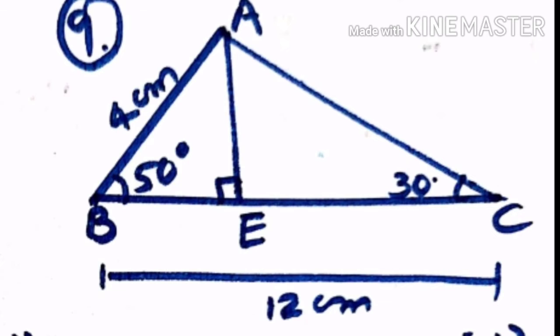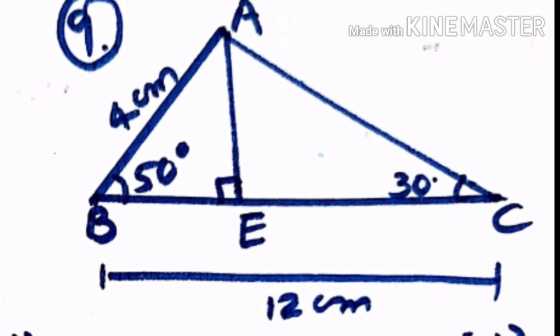Now let us take question number 9. In question number 9, BC is equal to 12 centimeters and AB is equal to 4 centimeters. Angle AEB is equal to 90 degrees. Angle B is equal to 50 degrees and angle C is equal to 30 degrees. Calculate the length of BE and AC. Here we want two values. Now see the figure, students.